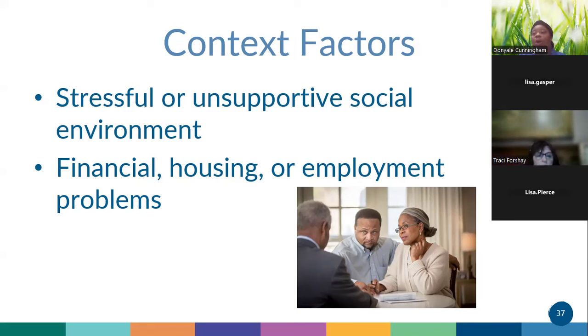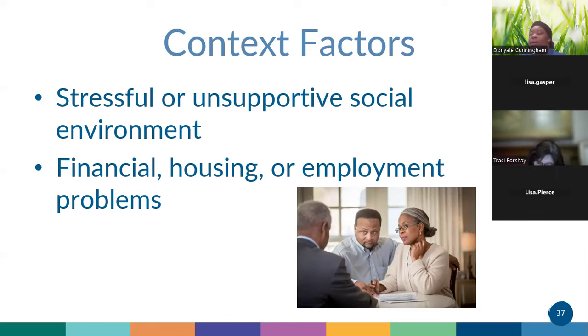Financial, housing, or employment problems. So if there is a job shortage, racial discrimination, financial health, all of these play a role in those context factors. When we talk about job shortage, this is the shortage of good jobs that meet workers' needs, including economic security. Racial discrimination can pose a barrier to employment and economic mobility for people who experience homelessness. And then, as always, that financial health.